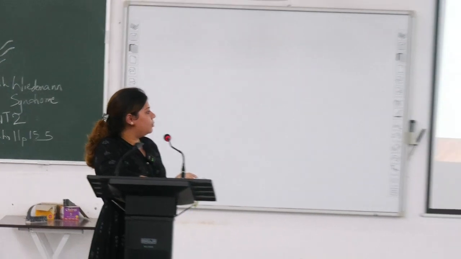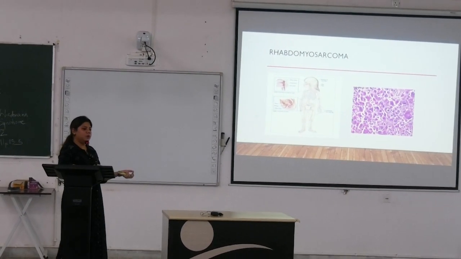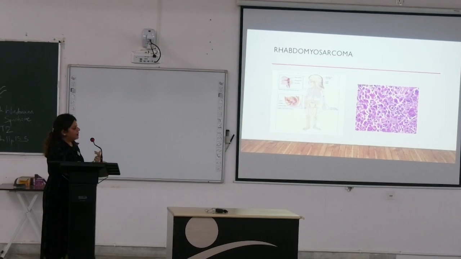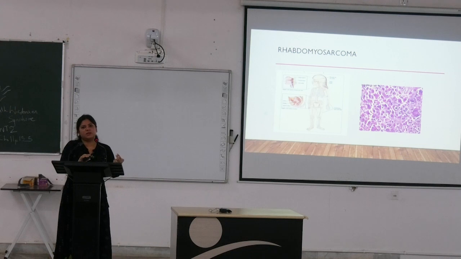Now, rhabdomyosarcoma can look like a skeletal muscle, can look like a small round blue cell tumor, and these days, more or less good prognosis if it is treated early. Resection, chemotherapy, radiotherapy, this is the usual treatment.